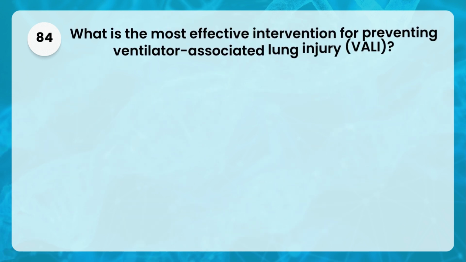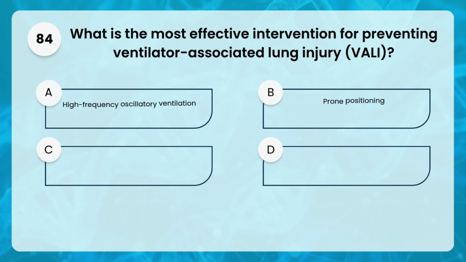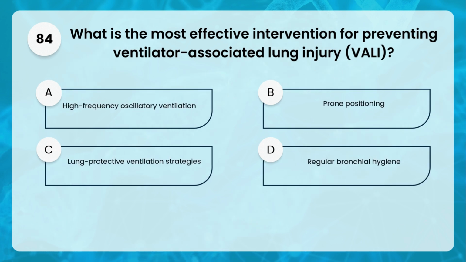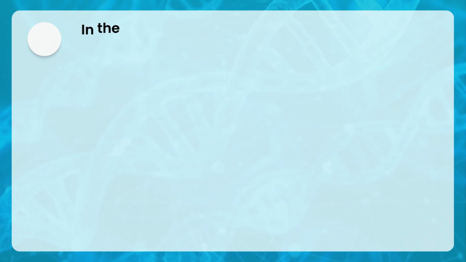84. What is the most effective intervention for preventing ventilator-associated lung injury, VALI? A. High-frequency oscillatory ventilation. B. Prone positioning. C. Lung protective ventilation strategies. D. Regular bronchial hygiene. The answer is C. Lung protective ventilation strategies.